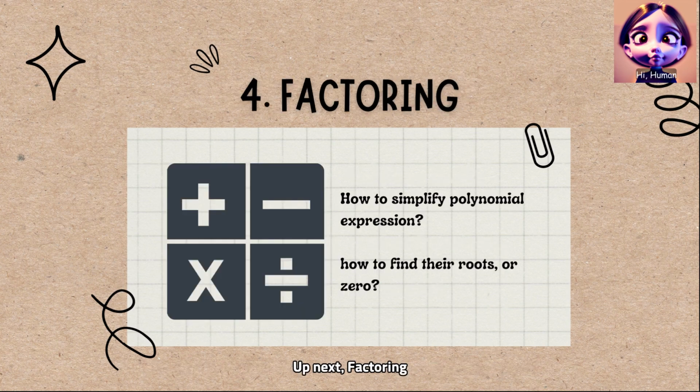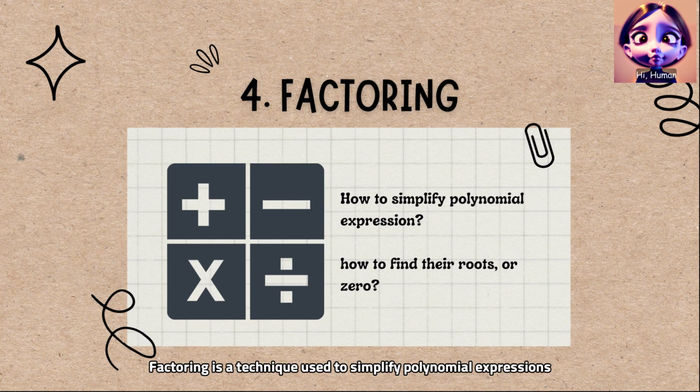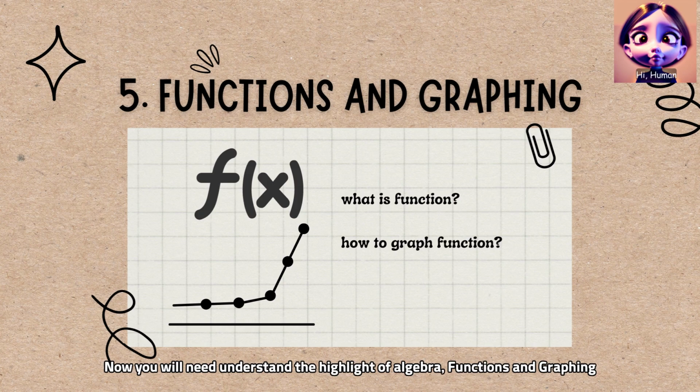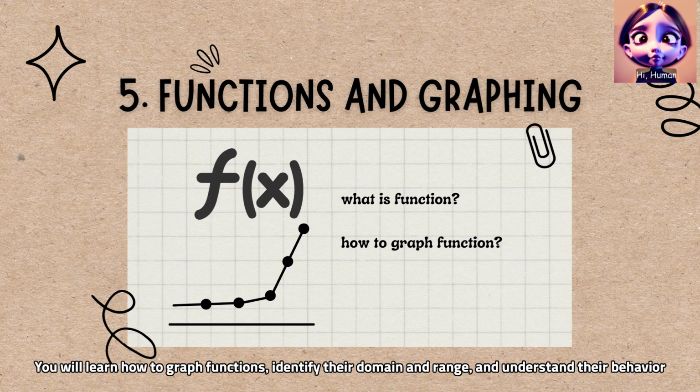Up next, factoring. Factoring is a technique used to simplify polynomial expressions. You will learn how to factor polynomials by finding their roots, or zeros. This will help you solve more complex equations. Now you will need to understand the highlight of algebra. Functions and graphing. Functions are equations that describe how one variable depends on another. You will learn how to graph functions, identify their domain and range, and understand their behavior.